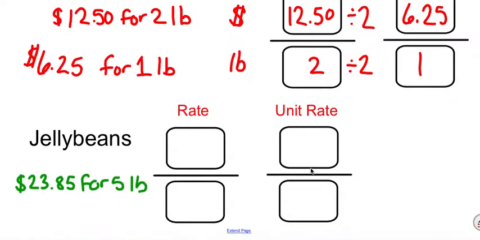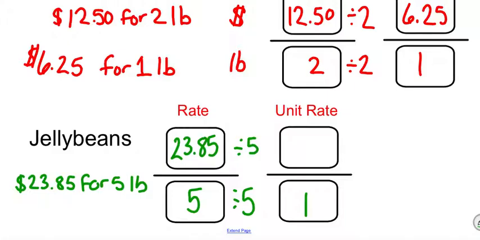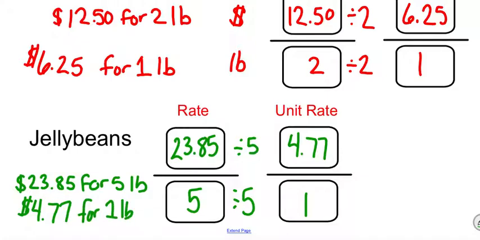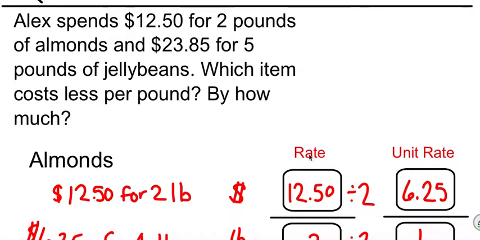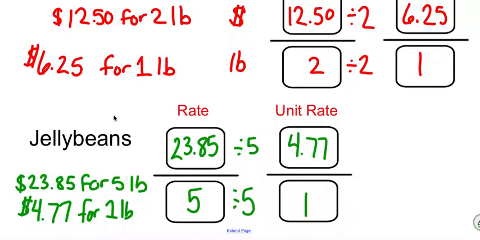Then I need to solve the jelly bean problem. On the jelly bean problem, I know that it cost me $23.85 for 5 pounds. If I divide both of these by 5, it will bring me to my unit rate here. And up here I get $4.77. What does that $4.77 mean? It means that it is $4.77 for 1 pound. The question said, which one is less expensive? Which one costs less? Well, $6.25 up here and $4.77 down here tells me the jelly beans are cheaper.